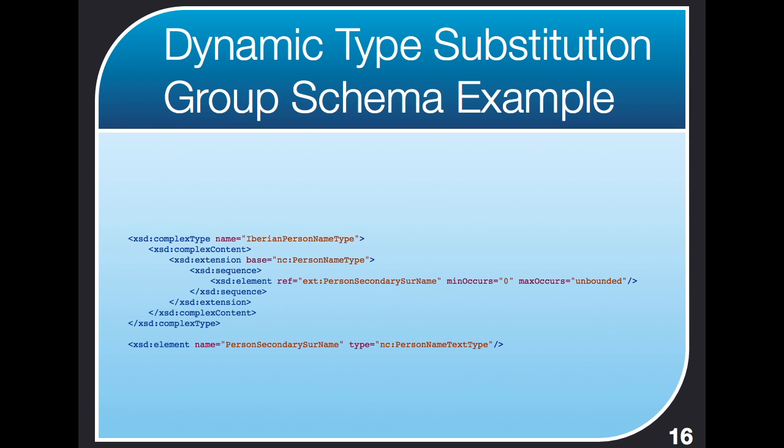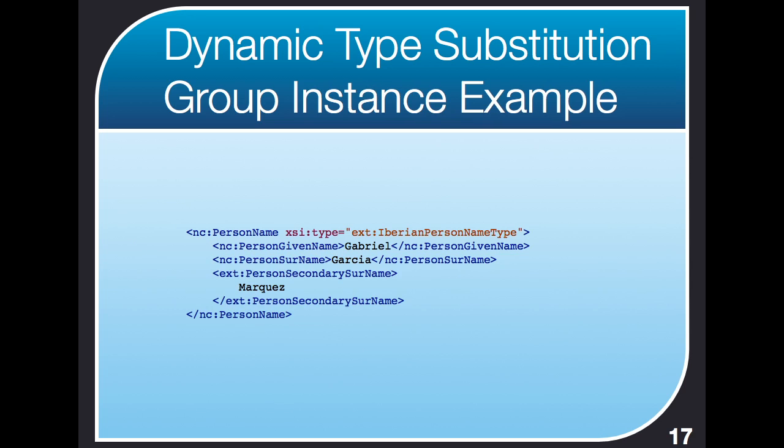Dynamic type substitution results in the cleanest schema we've seen for this yet. We just have our new Iberian person name type based on NIEM core person name type, adding our secondary surname, and then we have our element that makes our new person secondary surname element of person name text type. And that's all there is. The tricky stuff happens in the instance document. Here's what the instance document looks like for dynamic type substitution. Here we see we have our person name, and it's still a NIEM core person name. We didn't make a new person name.